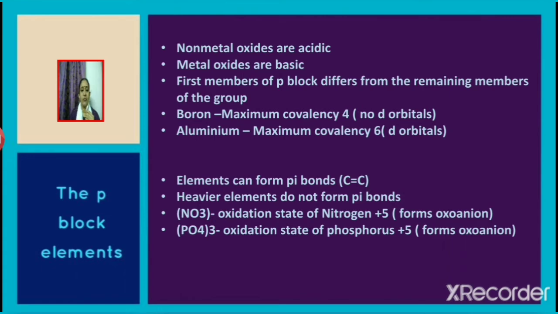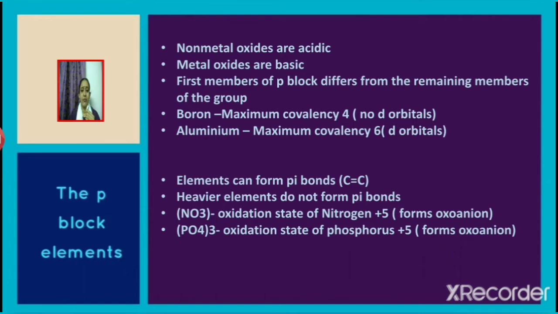First members of p block differ from the remaining members of the group. Boron exhibits a maximum covalency of 4. It is because boron has no d orbitals. But aluminium can exhibit a maximum covalency of 6. It is due to the availability of d orbitals.